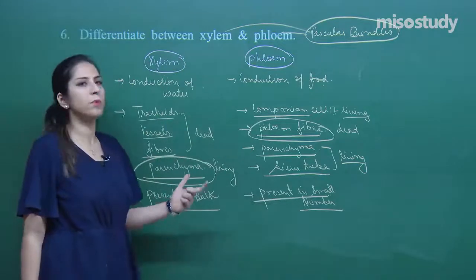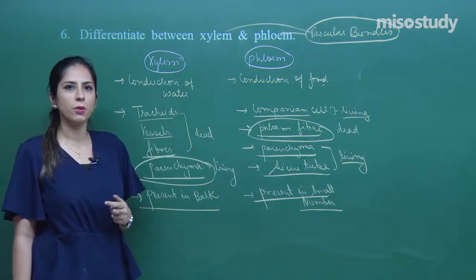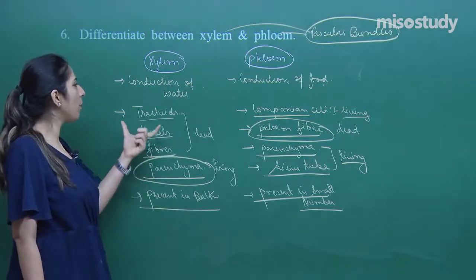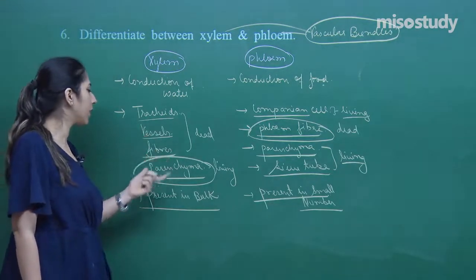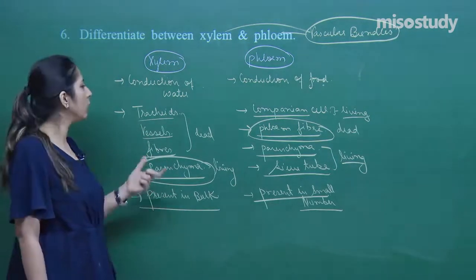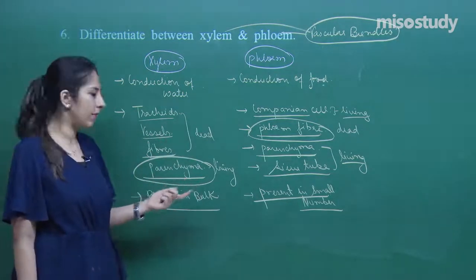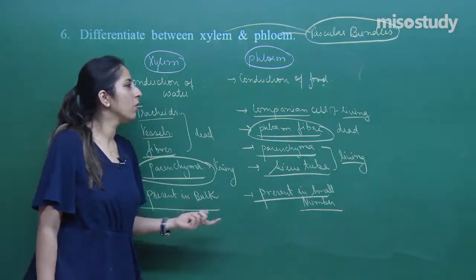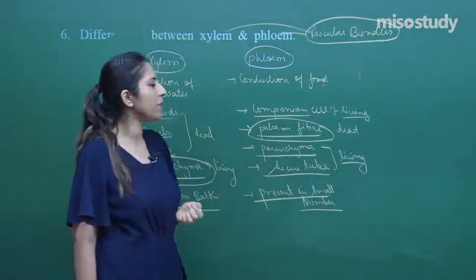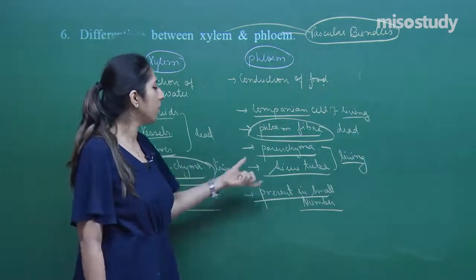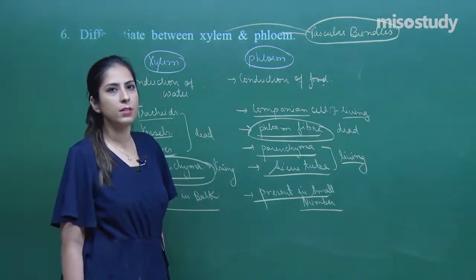This is the difference between a xylem and the phloem. Xylem helps in the conduction of water, whereas phloem helps in the conduction of food. Xylem is a complex tissue because it is made up of different types of cells: tracheids, vessels, fibers and parenchyma. Out of which the tracheids, vessels and fibers are dead, whereas the parenchyma is living. They are present in a bulk amount, whereas phloem is made up of companion cells, phloem fiber, phloem parenchyma and, very importantly, the sieve tube which helps in conduction. They are present in a very small number.